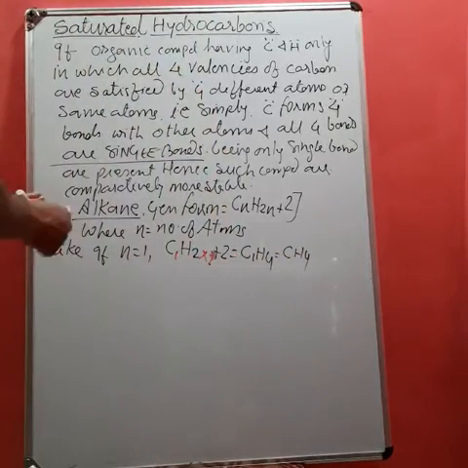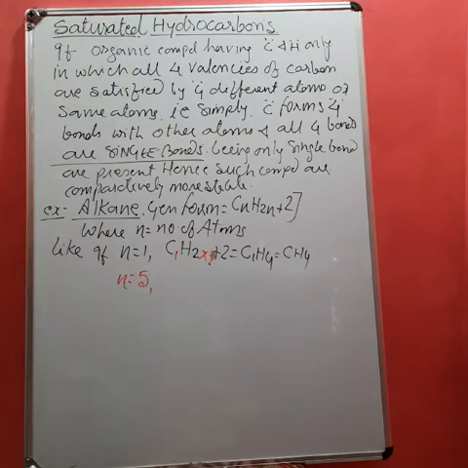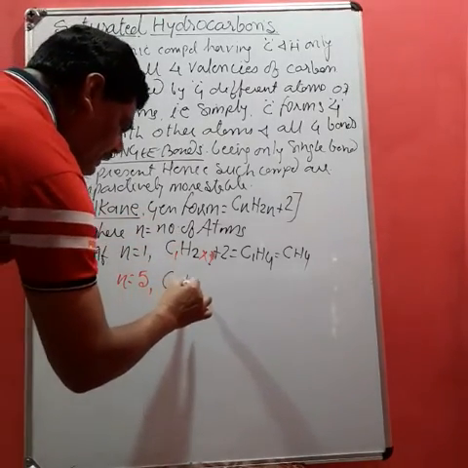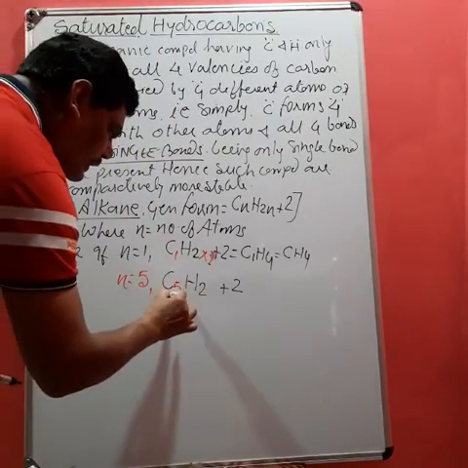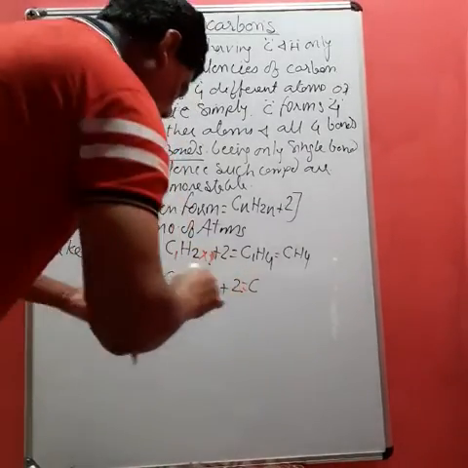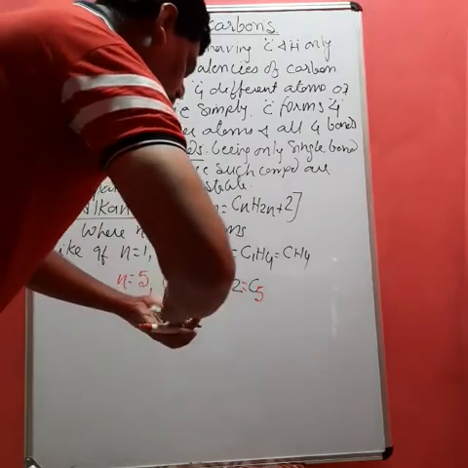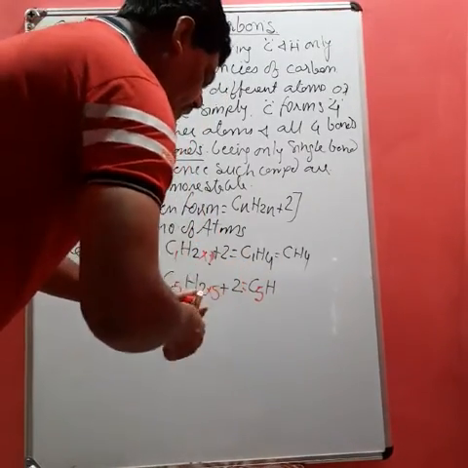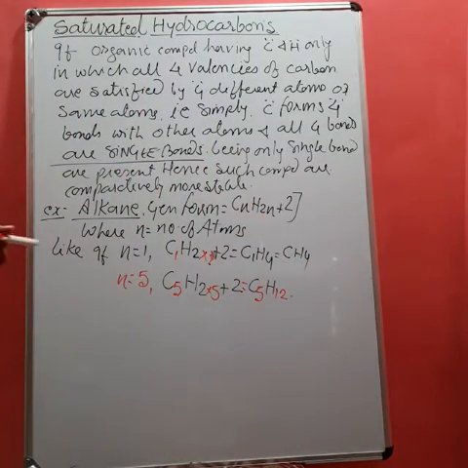CH4. If you take n equal to 5, then it will become CnH2n+2, and place the value of n: C5, and 2 into 5 is 10, plus 2 is 12, so H12. So by placing the value, it will become C5H12.